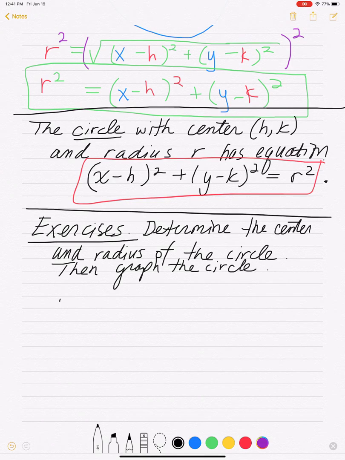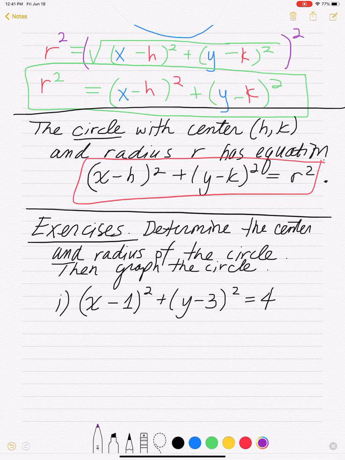Number 1. Here's an equation of a circle. I have what? X minus 1 quantity squared plus y minus 3 quantity squared equals 4. All right, so the first thing you want to do is identify the center.